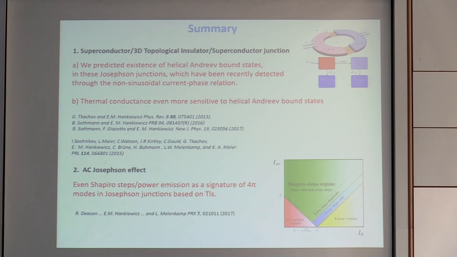And let me summarize. I was trying to tell you that although in topological insulators it is maybe not so easy to see, or at least we are not so fast to immediately claim a Majorana, we actually have ways to see these topological Andreev bound states, and we are now moving in the direction of getting the signature more and more pronounced, for example, in thermal transport and in the AC Josephson effect. Thank you very much for your attention.